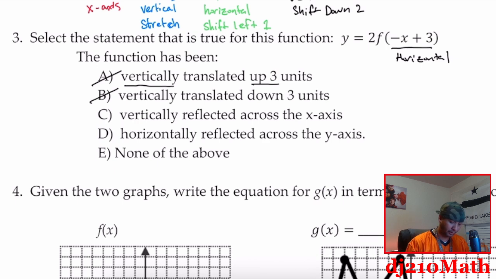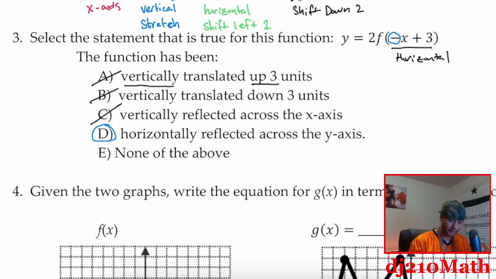Vertically reflected across the x-axis. For that to be true, you would need a negative outside in front of the 2. So it's not that one. Horizontally reflected across the y-axis. That's going to be this negative right here. So yes, this is D.